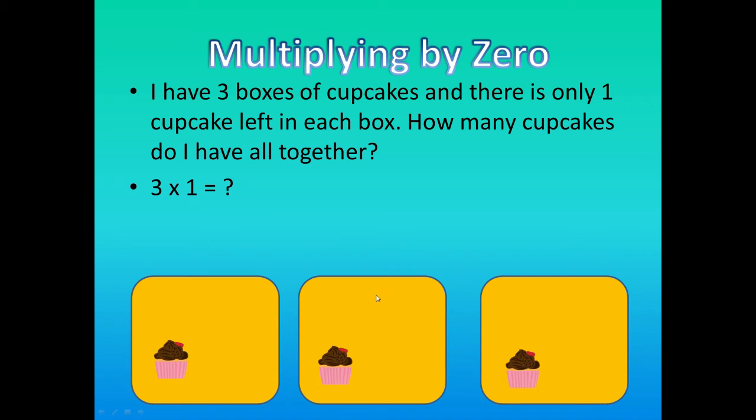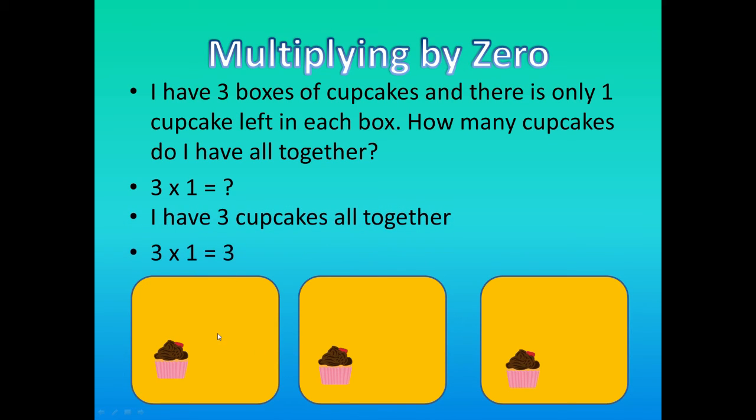Now, when you're multiplying by 1, it's pretty much the easiest rule to follow. So 3 times by 1 equals 3. It's pretty standard. If it was 5 times by 1, it'd be 5. So I have 3 cupcakes altogether, and 3 times by 1 equals 3. So 1, 2, 3.